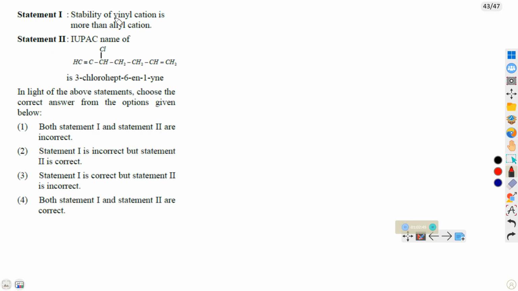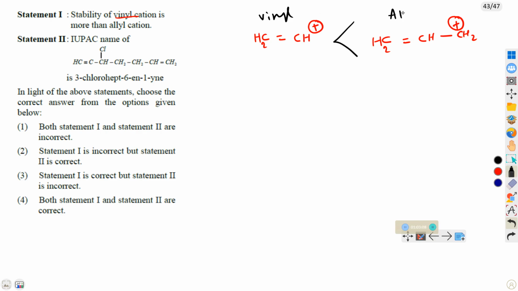Stability of vinyl cation. Vinyl cation formula is CH2=CH plus. Allyl cation formula is CH2=CH-CH2 plus. Which is more stable? This is vinyl, this is allyl. Allyl is more stable. Based on that, the first statement is wrong. Why? In case of vinyl, the positive charge is present on the more electronegative carbon. That's the reason it is unstable.